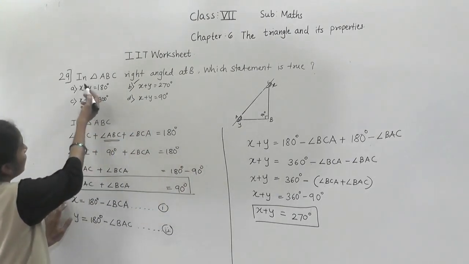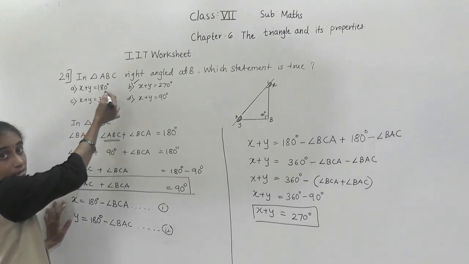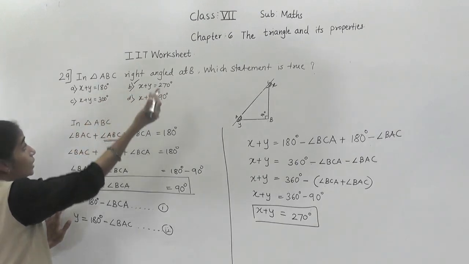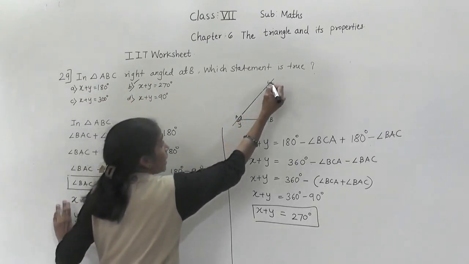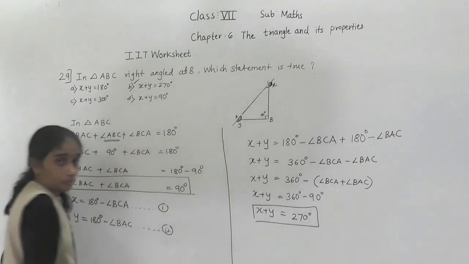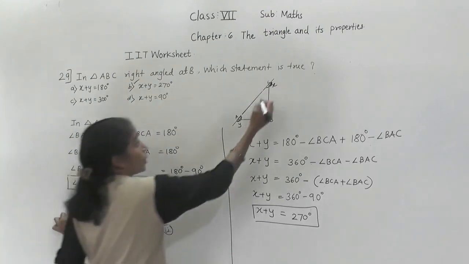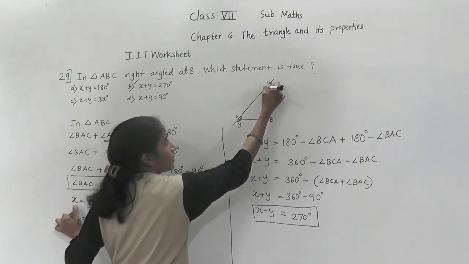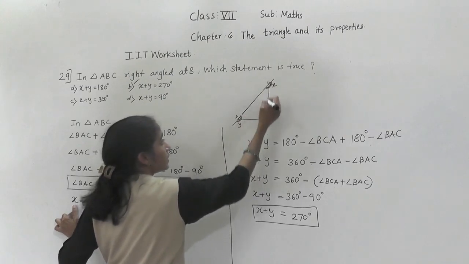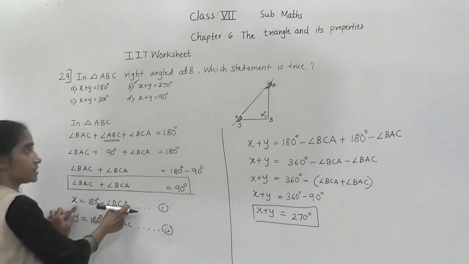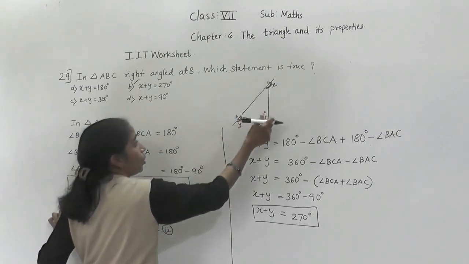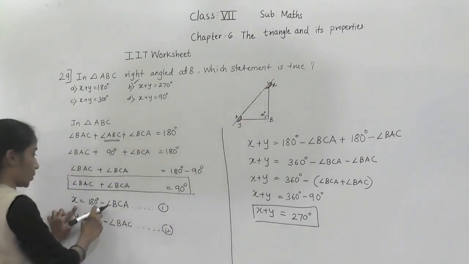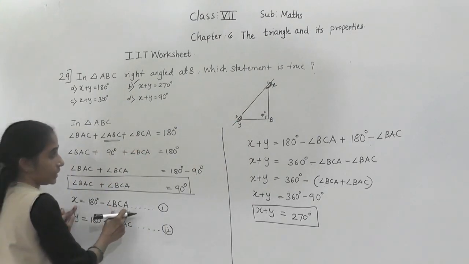Now what we have here, we can start finding by this. So x plus y is equal to 180. So let's see x. So x is equal to, now this measurement is supplementary. So x is equal to 180 degree minus this angle. Minus this angle means ACB, or BCA also you can write. So 180 degree minus BCA.